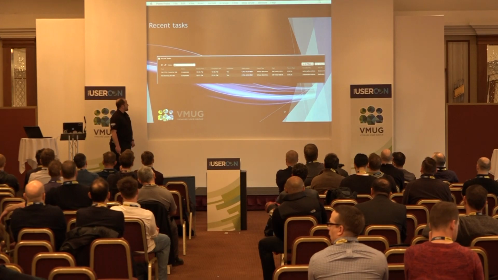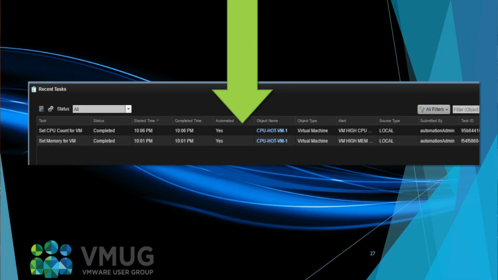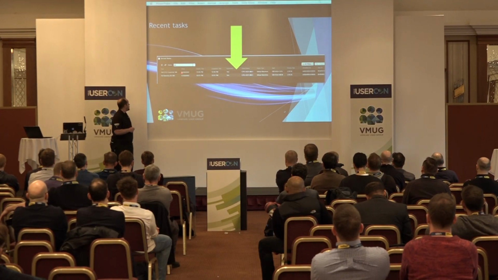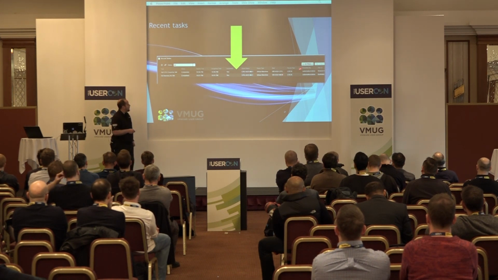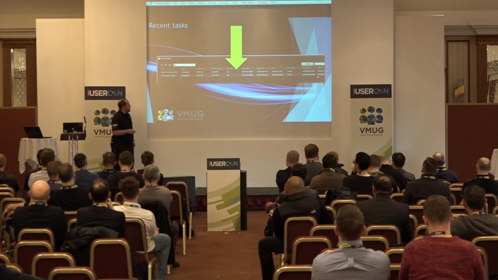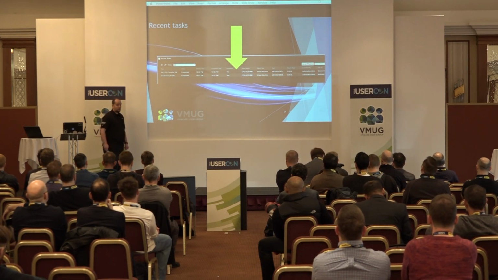This is the recent task page, so auditing. So not only did this VM get extra CPU, but it also got extra memory. I wasn't going to focus on that, but it also decided that this thing needed more memory. And you can see here it completed, otherwise it would say failed. Here you can see what object it was, and you can click through here. You can see it was a virtual machine. You can see what alert triggered it. You can say whether it's local, and you can also see whether it was automated or not, which is one of the critical things there in terms of auditing.